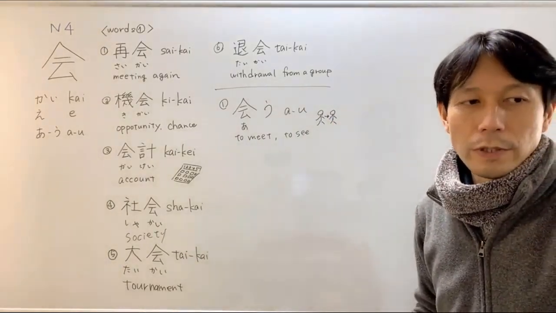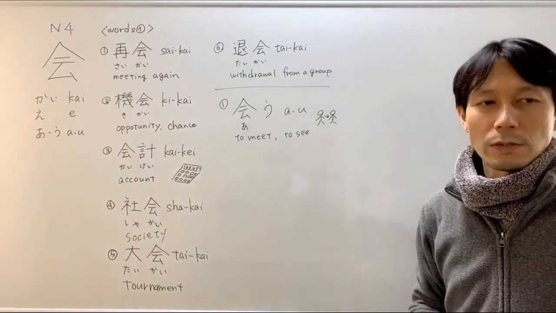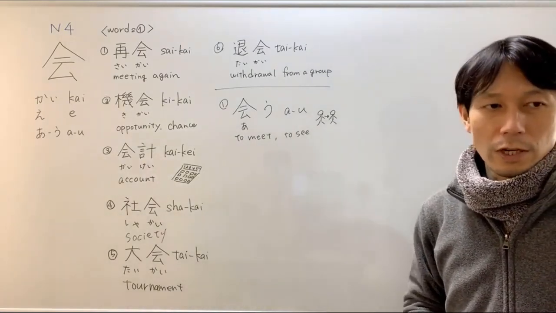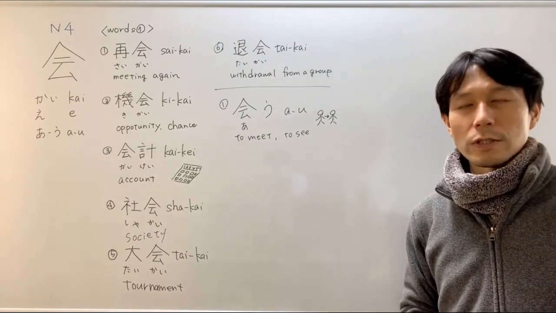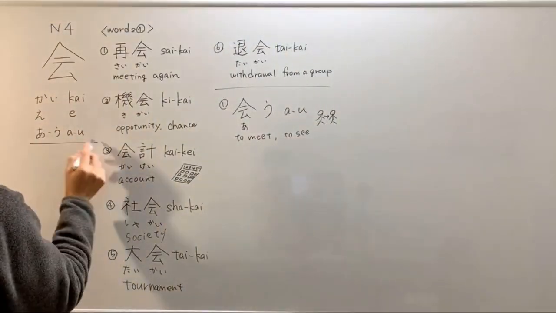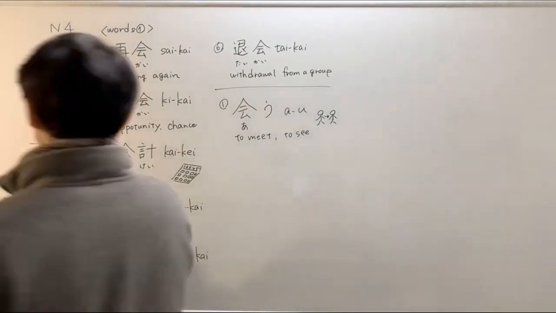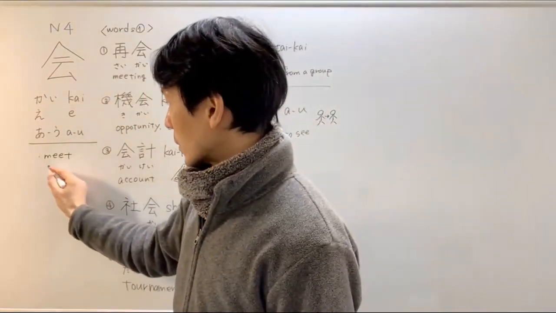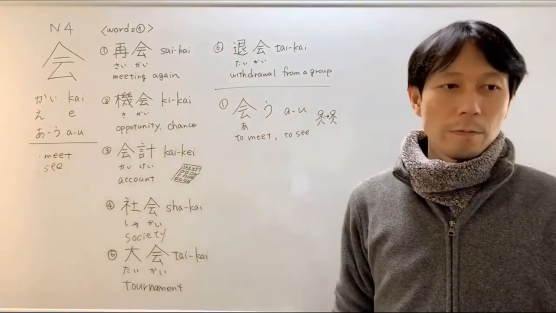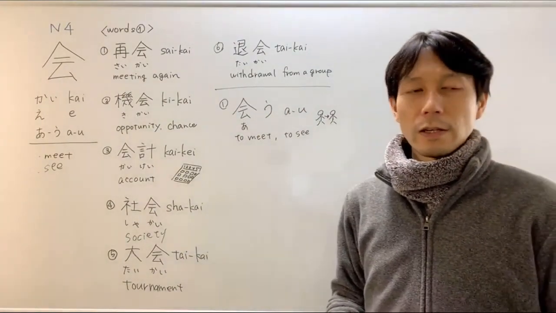Right, and the next is a special reading of this kanji. This kanji has no special reading. And next is the meaning of this kanji. This kanji is used in the meaning: meet and see. Okay, meet and see.